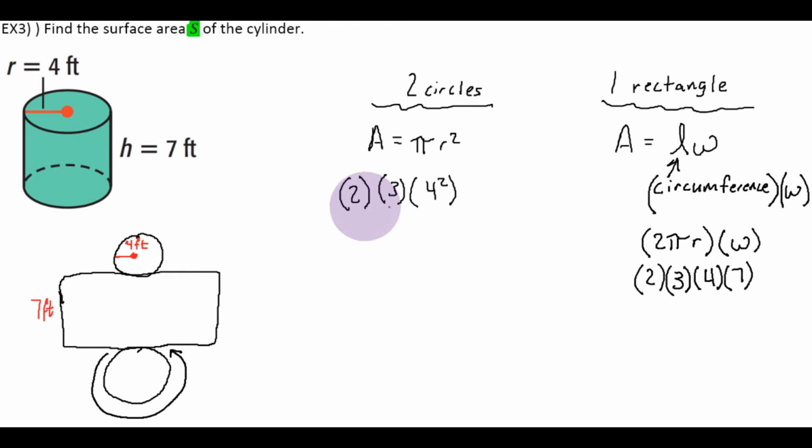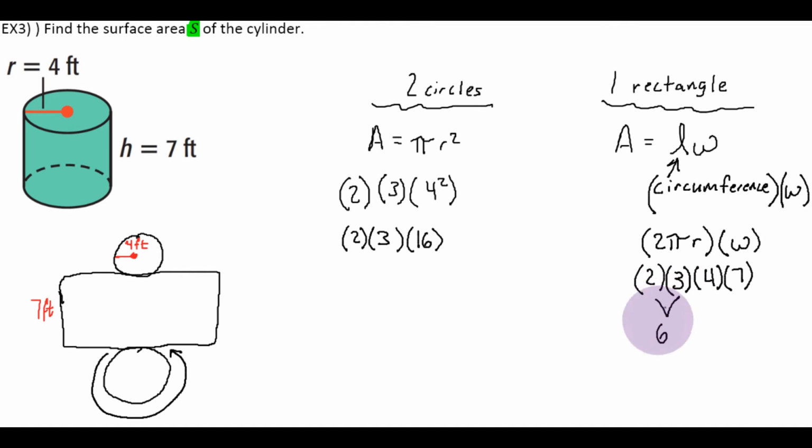Alright, so the first thing I want to do is go back to my circle problem. I'm going to find out what 4 squared is first. Well, that's 4 times 4, which is 16. So we're going to multiply 2 times 3 times 16. And then on this right-hand side, what I'm going to do is just multiply straight through. 2 times 3 is 6. That gives me a value of 6.